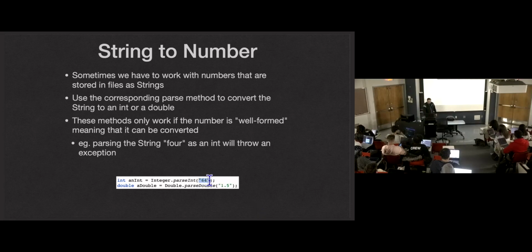For our CSV data, the data that we're going to work with, it's all going to be well-formed. So wherever you expect there to be the rating of a song, you can assume that that is a well-formed int.